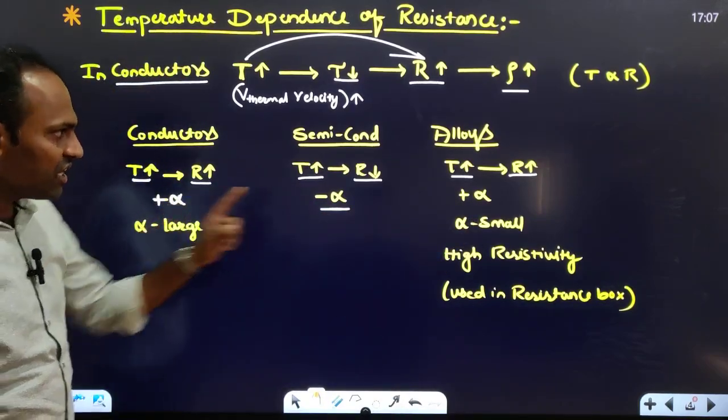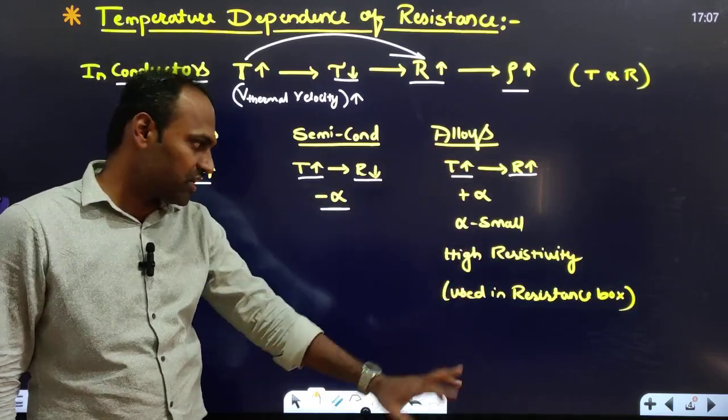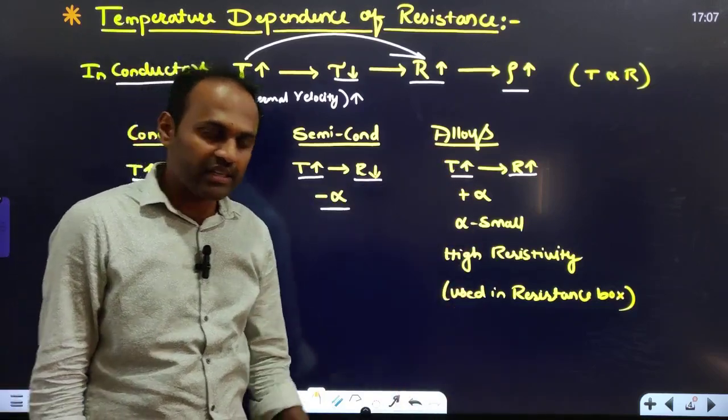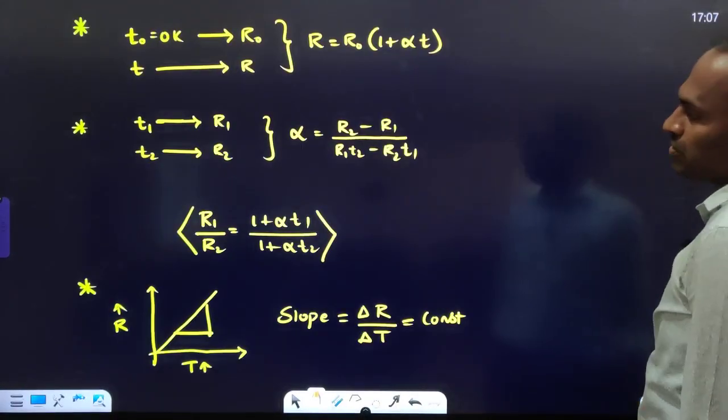But here alpha is large and here alpha is small. Resistivity of alloys is very high. That's why it is used in constructing the resistance boxes, right? Its resistivity is very high. Alpha is small, but resistivity is high. This is temperature dependence of resistivity.